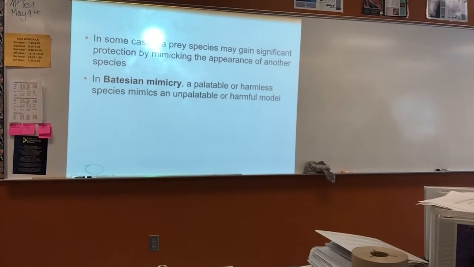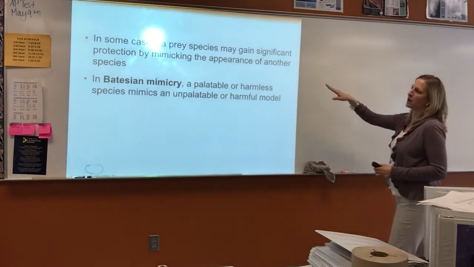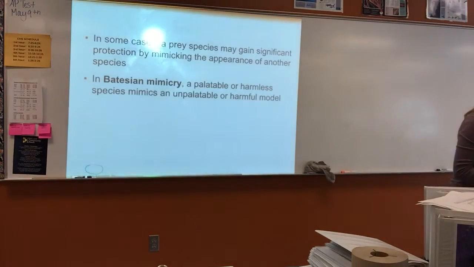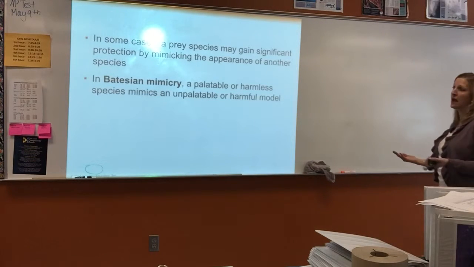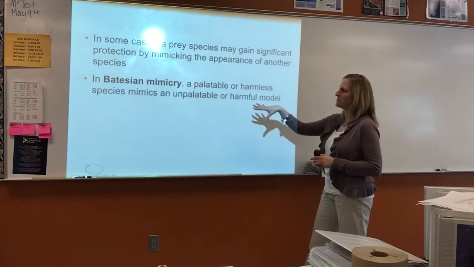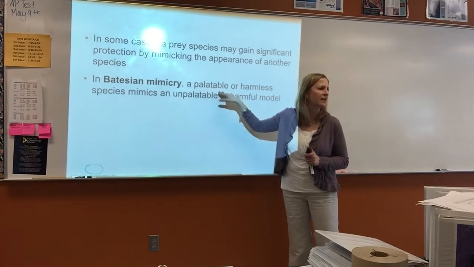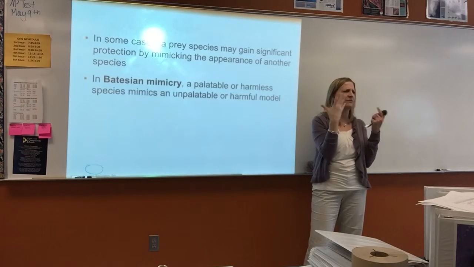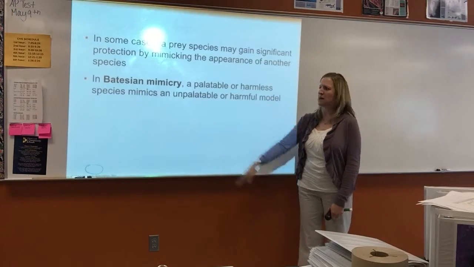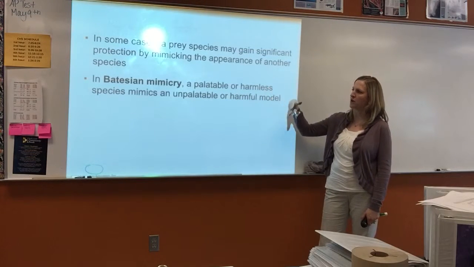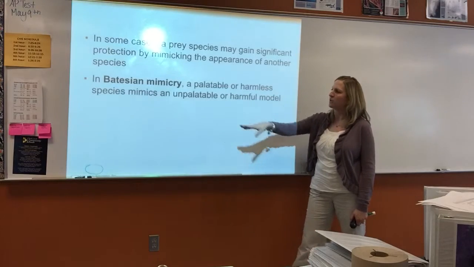Sometimes it's not camouflage, but in some cases the prey mimics the appearance of another species. So it makes itself look like another species, and that helps with its survival. So Batesian mimicry: a palatable, that means tasty, organism, so the predator's not going to spit it out or not want to eat it. Or harmless, so there's nothing wrong with it, the predator is not going to get sick from it.